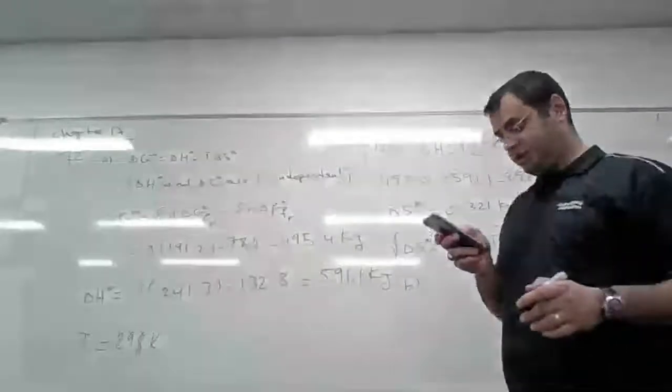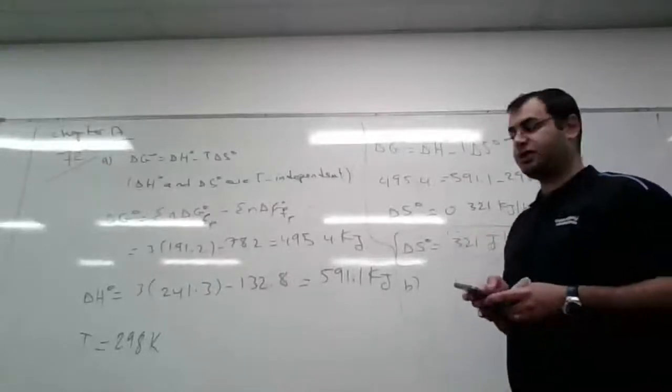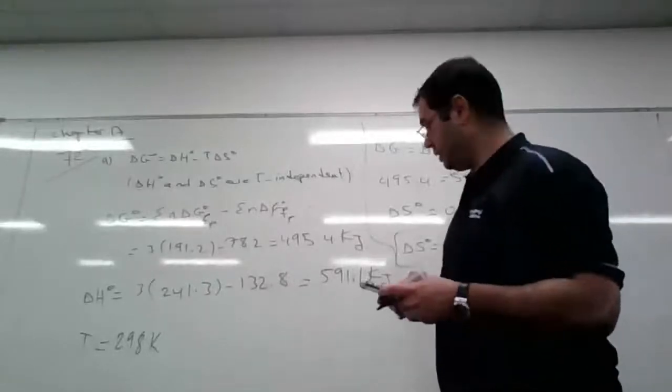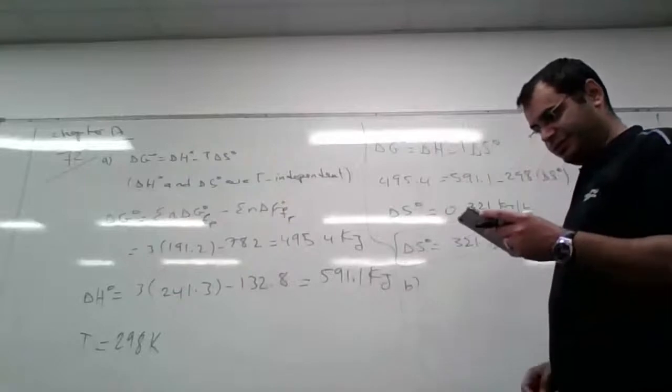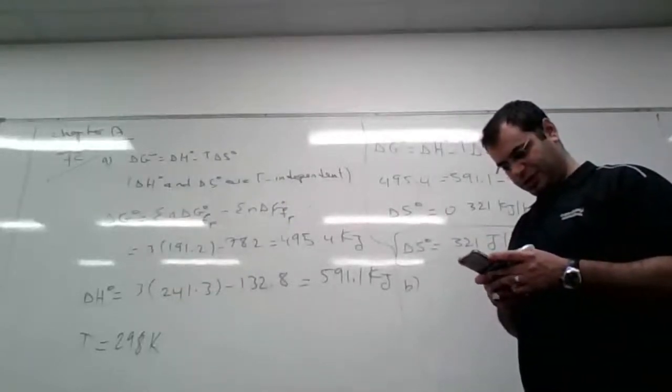When you do part B, what are you calculating, guys? K. So what's the relationship in here? How to calculate K?